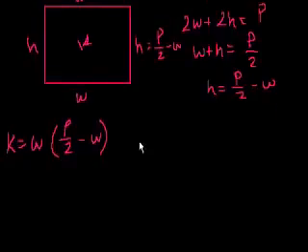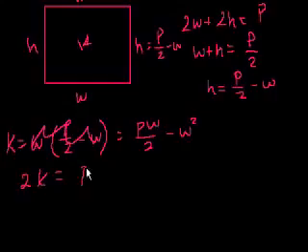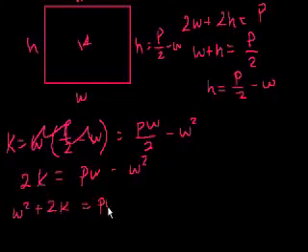Right? And then that is equal to pw over 2 minus w squared. Let's see, when I look at the solution, they don't have any fractions in it. So let's multiply both sides of the equation by 2. K is equal to pw over 2 minus w squared. Multiply both sides by 2, you get 2k is equal to pw minus w squared. Let's add w squared to both sides. You get w squared plus 2k is equal to pw.